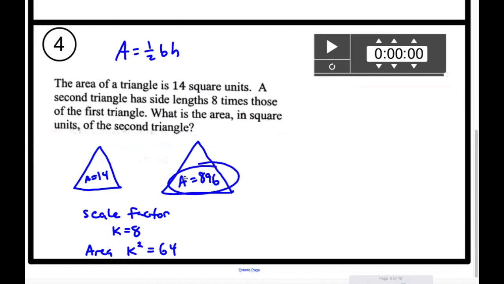Good. What I've seen before is students picking their own numbers to get 14 here and then multiplying each of those by 8 and then finding the new area, which will work. But again, it's really a lot easier to look at it from this perspective. So let's take a look at another one.